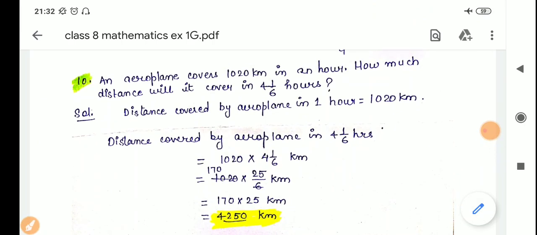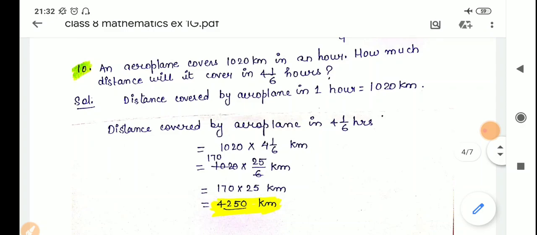Question number 10. An aeroplane covers 1020 km in an hour. How much distance will it cover in 4 complete 1 by 6 hours? Now same kind of question is there, like it is somewhat related, but here we will not use the speed formula, because they are not asking about time or speed, they are asking only the distance. Okay, the same thing we will do here.